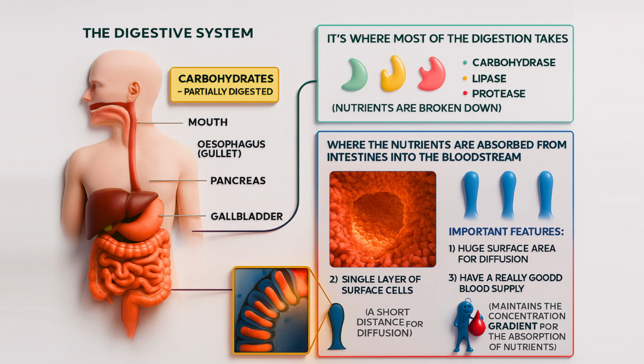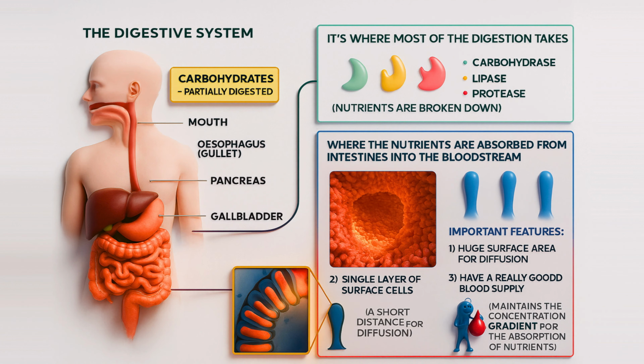The inner wall of the small intestine is specially adapted for this task. If you could look closely at the surface of the small intestine, you would see that it is covered in millions of tiny, finger-like projections called villi. Each villus increases the surface area for absorption, allowing more nutrients to be absorbed more quickly. In addition, villi have thin walls that consist of just a single layer of surface cells, which reduces the distance that substances have to travel to enter the blood.